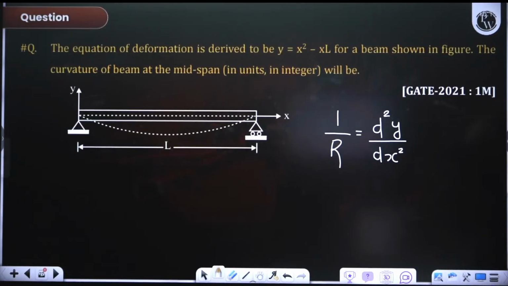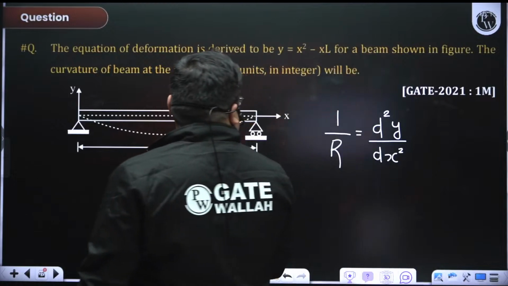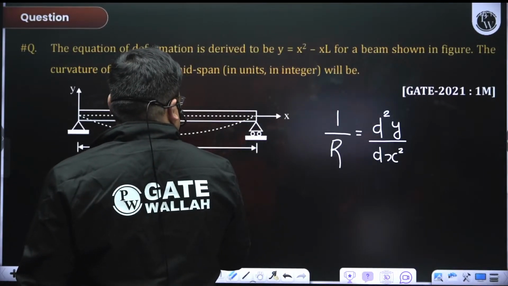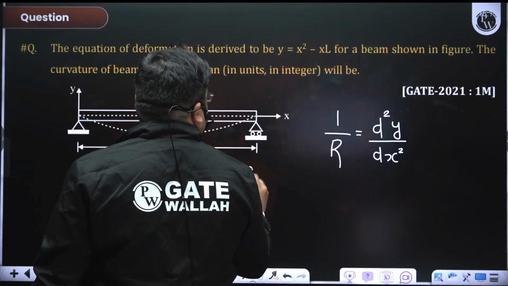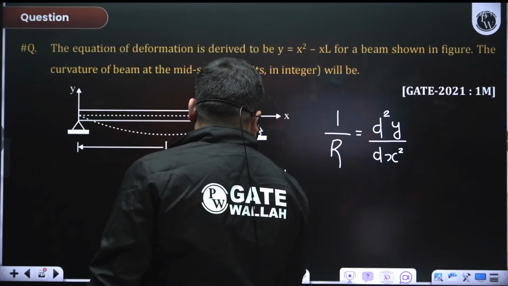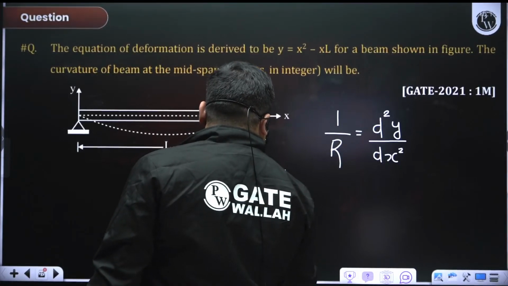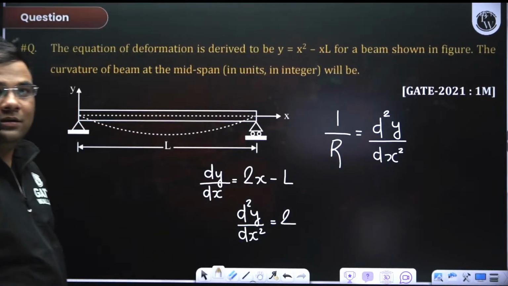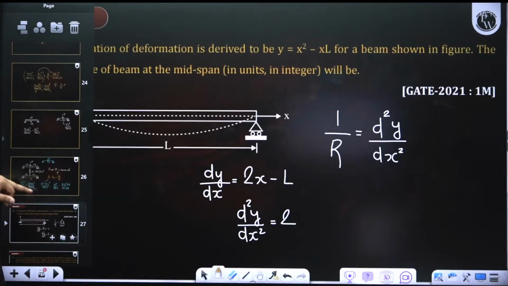Very easy question. One mark, very easy question. So the double derivative of this will be, single derivative will be, this is actually mathematics. This is actually mathematics, na? Yes. But they can ask, therefore they have already asked, so I just discussed this.